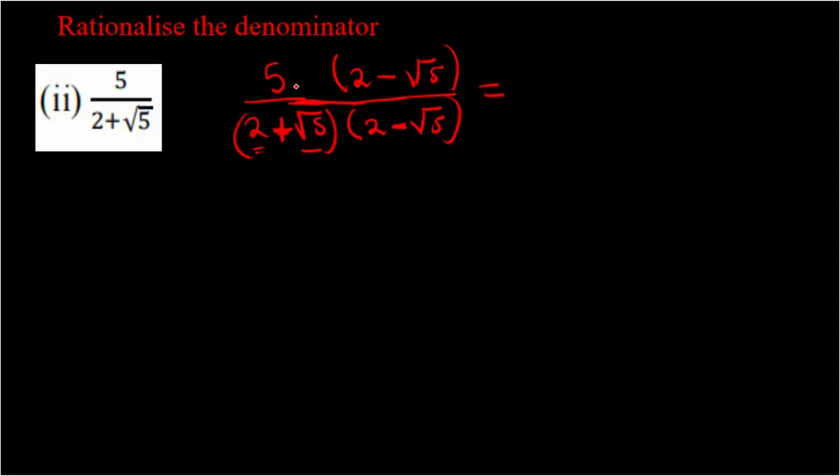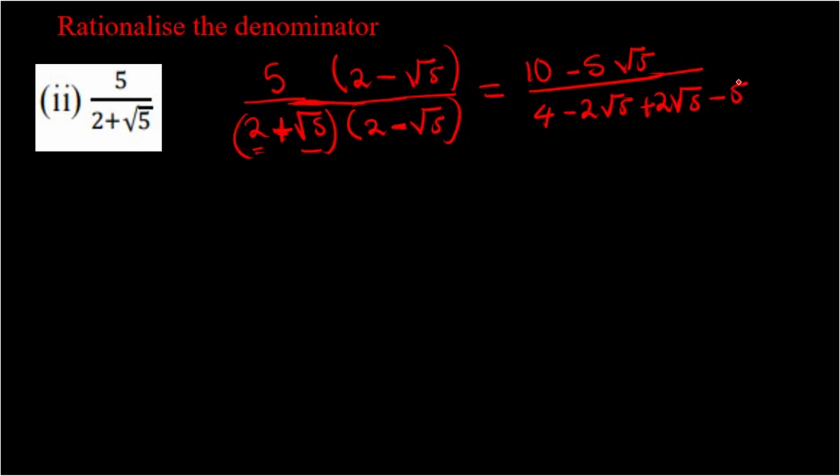So you say 5 times 2 is 10. Then 5 times root of 5. Then 2 times everything this side: 2 times 2, 4. Then 2 times that one is root of 5. Then this time that, it will be positive 2 root of 5. Root of 5 times root of 5 will be negative 5. Such that your answer will be 10 minus 5 root of 5.